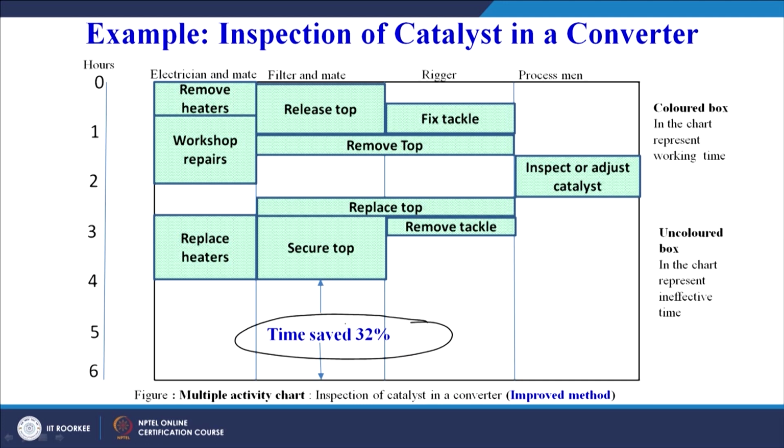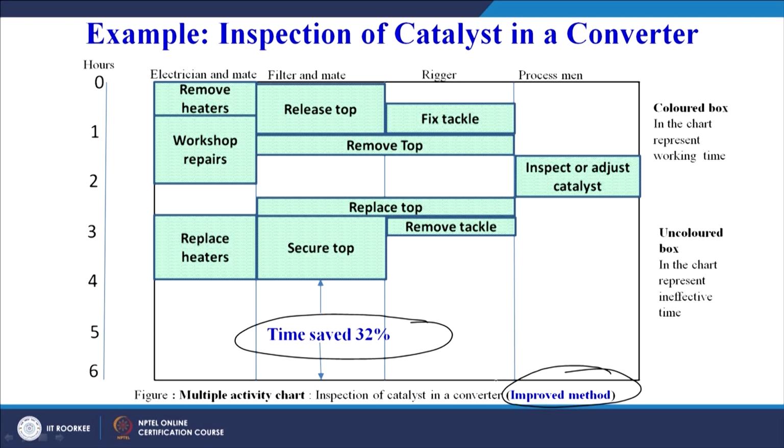So interdependence of the activities is, we cannot disturb that this activity can only take place after the predecessor activity has already taken place. We cannot disturb this relationship, but wherever possible we can try to club the activities, or we can try to do the activities simultaneously wherever technically feasible and possible, and try to optimize the time required for completing the task. So here time saved is 32%, and this is achievable only with the improved method.